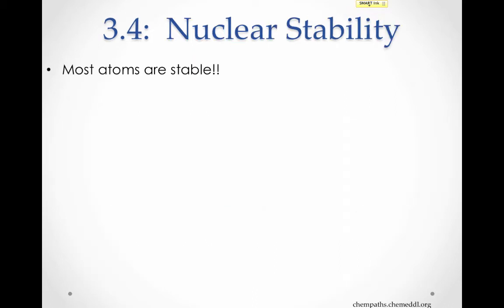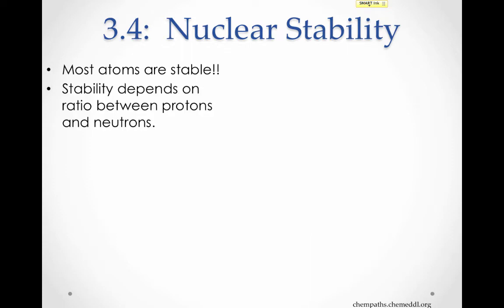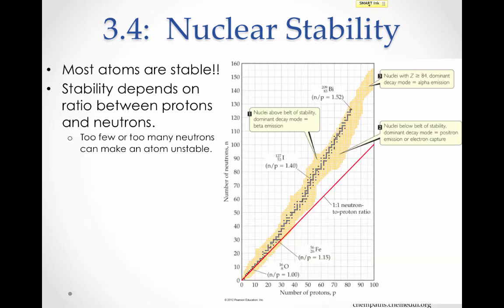First, it's important to remember that most atoms are stable. There aren't that many nuclei that are unstable, for obvious reasons. If it's unstable, it likely has already decayed. So naturally, there aren't that many unstable elements in nature. Stability depends on the ratio between protons and neutrons in the nucleus. Too many or too few neutrons can make an atom unstable.